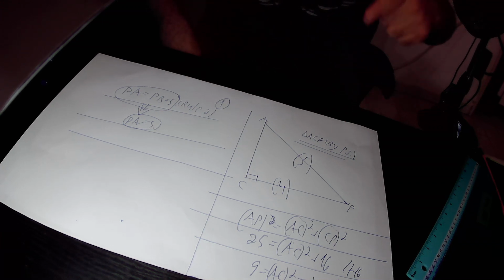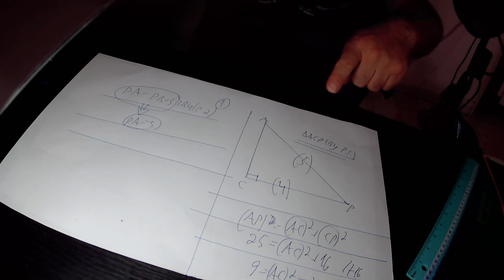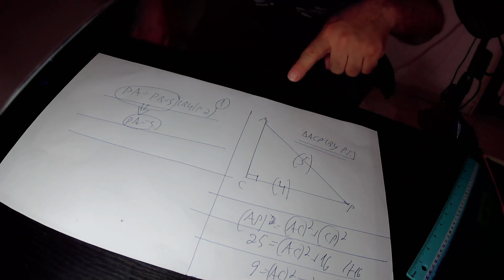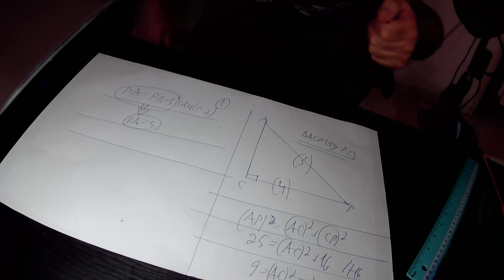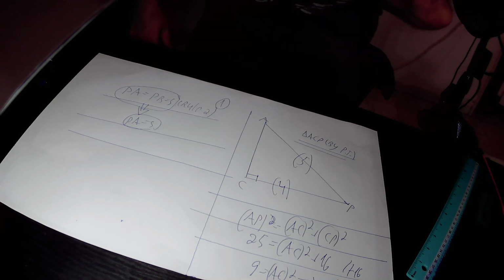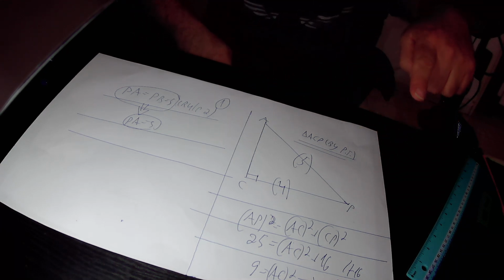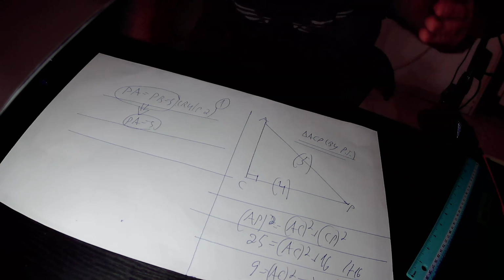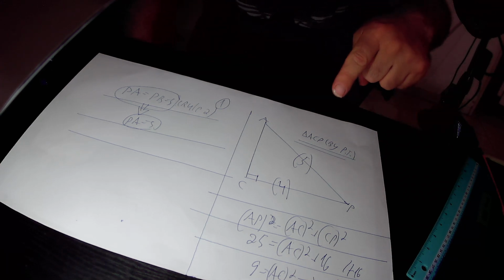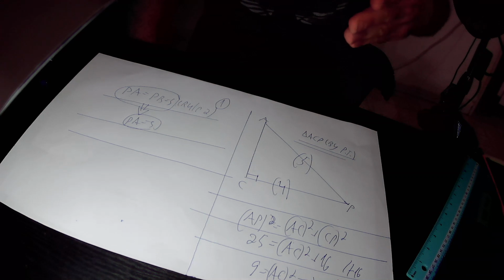AP is 5, therefore AP squared is 5 squared, that is 25, and it equals AC squared. AC is the missing side, so we will leave it as it is, plus CP squared. CP is 4, therefore CP squared is 4 squared, that is 16. So in total, 25 equals AC squared plus 16. Here we subtracted 16 from both sides, and finally found that AC squared equals 25 minus 16, which is 9. So AC squared equals 9.